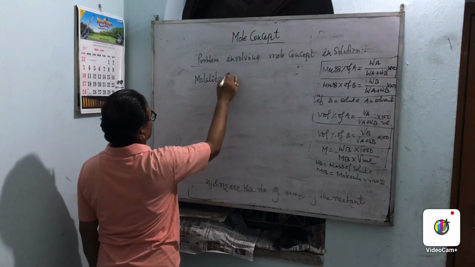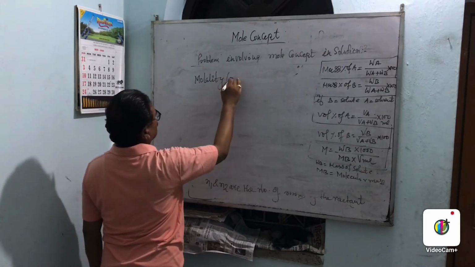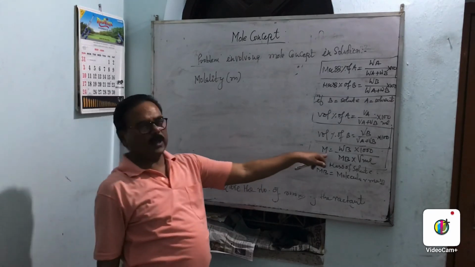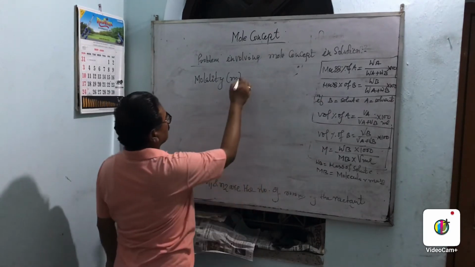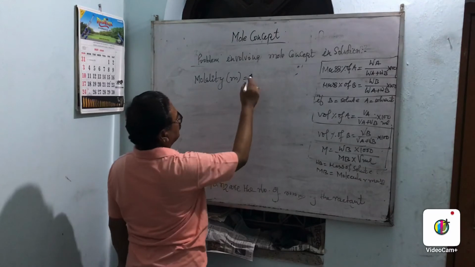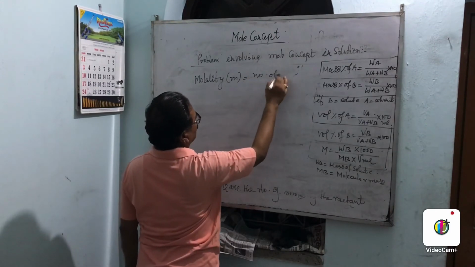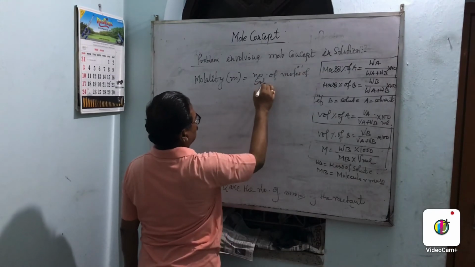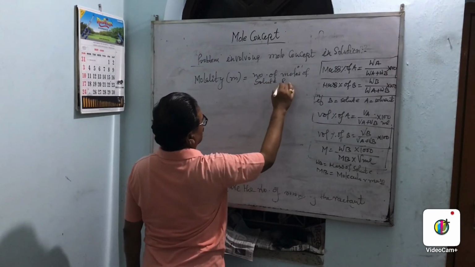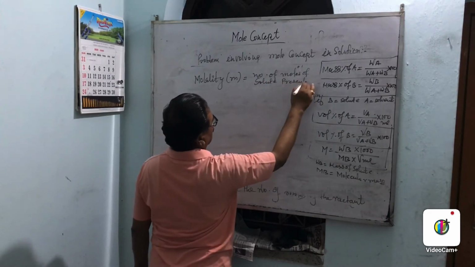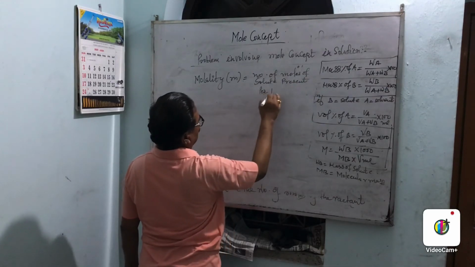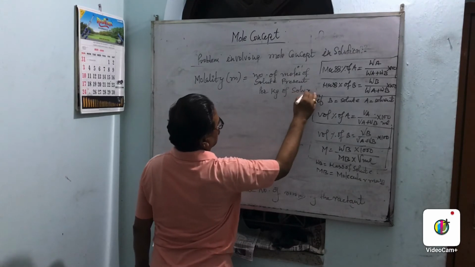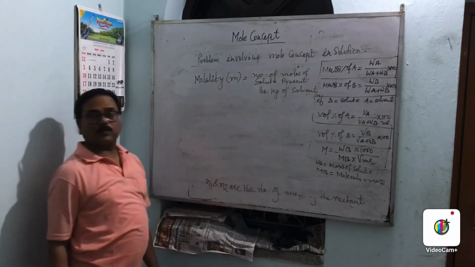So the word is very confusing. Here is small m, and in molarity that is capital M. So how will we define molality? Number of moles of solute present per kg of solvent.